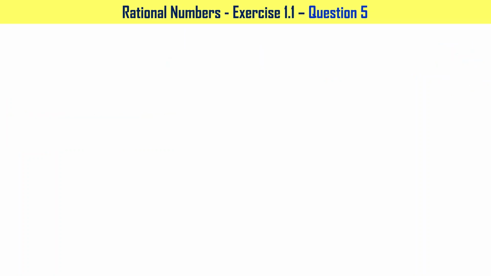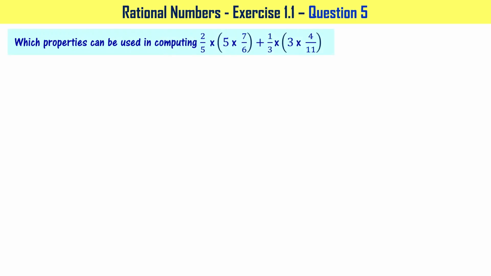Question number 5. Which properties can be used in computing 2 by 5 times 5 by 7 by 5 times 7 by 6 plus 1 by 3 times 4 by 11, right? We have 2 by 5 times 5 times 7 by 6 plus 1 by 3 times 4 by 11, right?